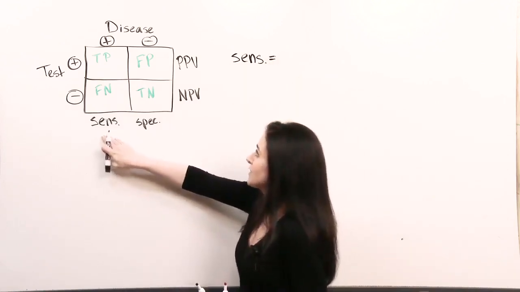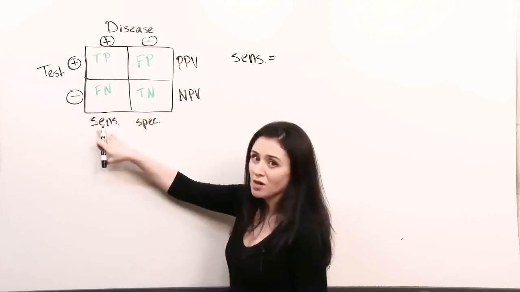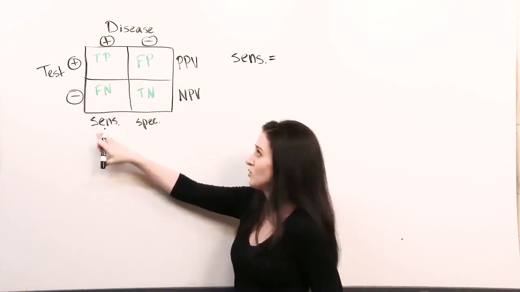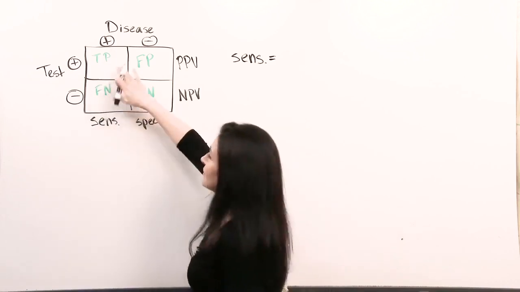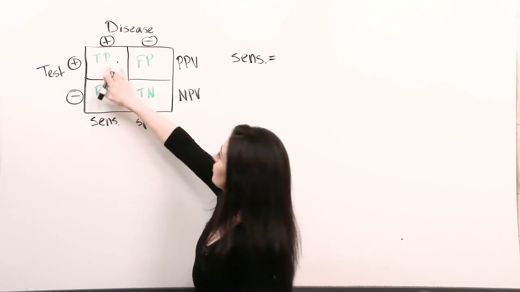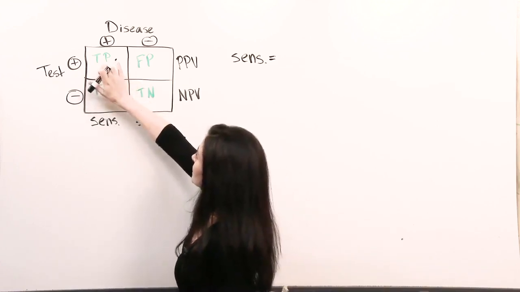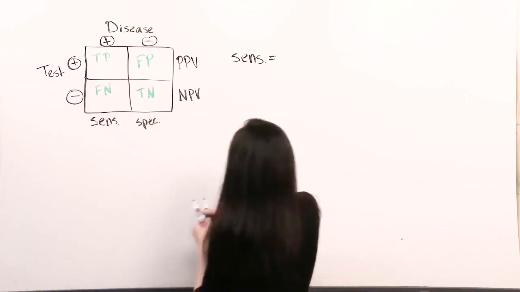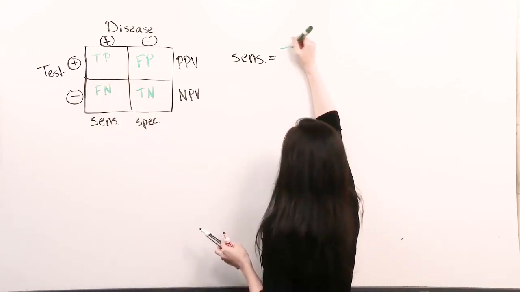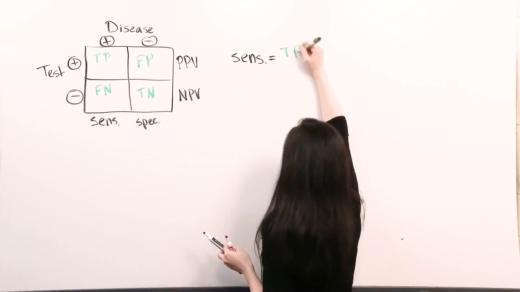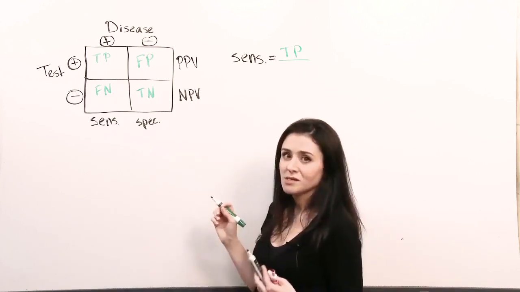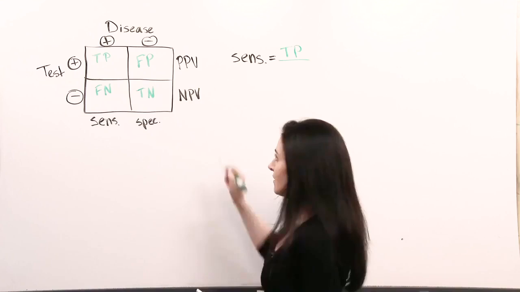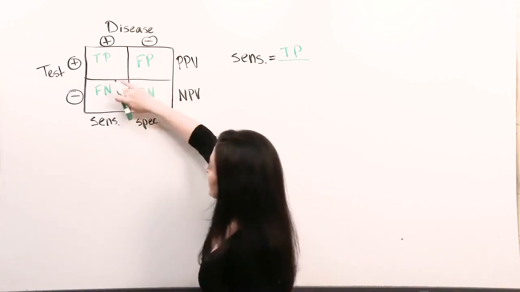Sensitivity, like I mentioned, is at the bottom of the positive disease column. So we are only looking at people who have the disease. And within this column, true goes on top. So the true value here is true positive. That's going to be our numerator. True on top, true positive. Our denominator is the sum. Sum goes on the bottom. That's true positive and false negative.